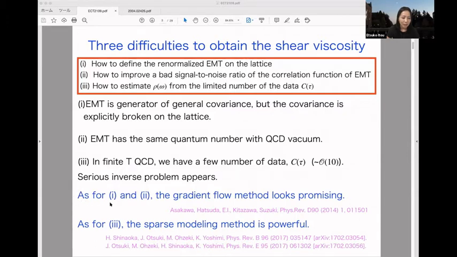Our answer is, as for the first and second difficulties, the gradient flow method looks promising. Actually, the gradient flow method to define the energy momentum tensor was proposed by us 7 years ago, in collaboration with Asakawa-san, Hatsuda-san, Kitazawa-san, and Suzuki-san. And as for the third difficulty, the sparse modeling method seems very powerful. Actually, the previous speaker, Shinaoka-san, and his collaborator, a condensed matter theorist, proposed this method. So we apply this sparse modeling method to QCD.